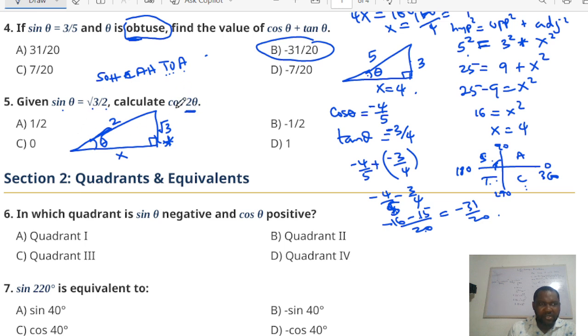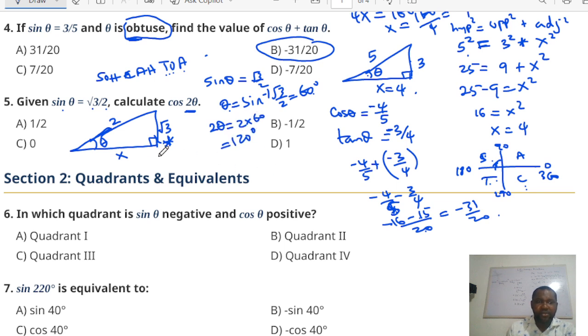We can do this in some other way. We can just simply say sine theta is equal to root 3 over 2. That means theta can be sine inverse of root 3 over 2. Since root 3 over 2 is a special angle, sine inverse of root 3 over 2 is going to be 60 degrees, definitely 60 degrees. Okay, so if theta is 60 degrees, it means that 2 theta is going to be 2 times 60, which is equal to 120 degrees.